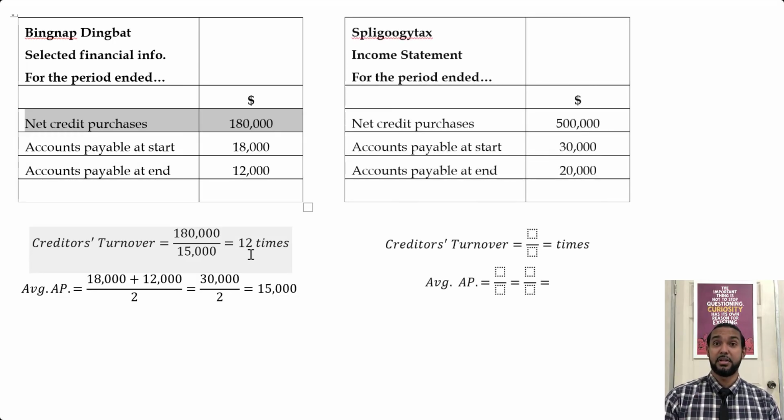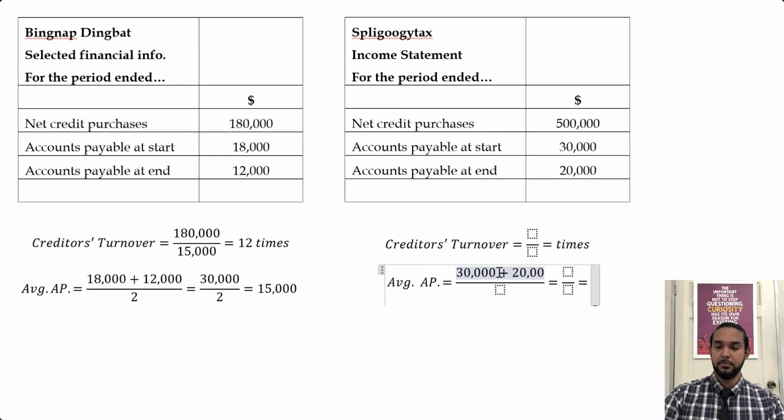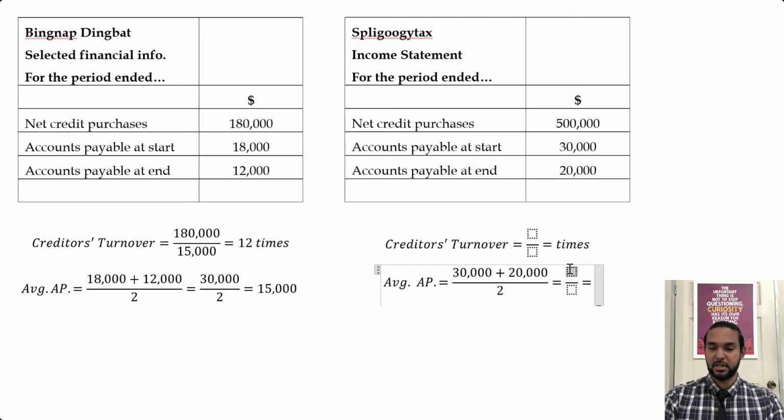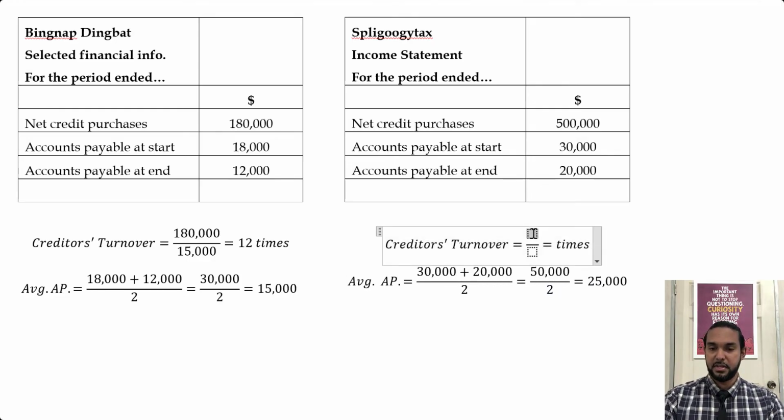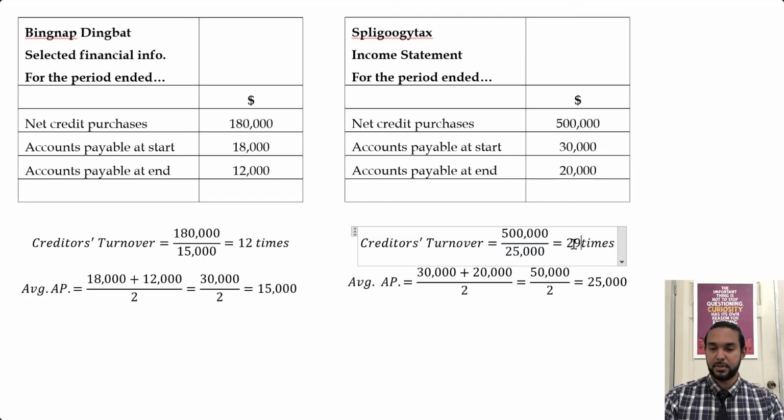All right, let's take a look at Split Greek Tax. You guys take a look at it, try it out, and then unpause. Okay, let's take a look. So the average accounts payable would be 30,000 plus 20,000, divided by 2. That's going to give us 50,000, divided by 2, which is 25,000. Now we're going to take the net credit purchases, which is 500,000, and divide by that 25,000. That's going to give us 20 times. So again, Split Greek Tax is repaying its creditors 20 times per year, so almost twice a month.